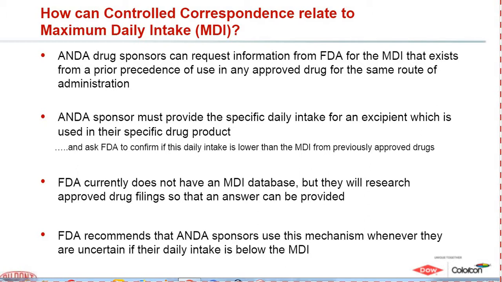It's important that you don't go in with an open-ended question. You can't just go in there and say, well, we want to know what the MDI is for this excipient, because FDA is not able to answer that question and will not answer that type of a controlled correspondence. You have to go in and say, this is what our level of use is proposed to be, and is there a level which is higher than that for this specific route? So FDA recommends that ANDA sponsors use this mechanism whenever you're uncertain of the daily intake that you have and whether it's below a previously approved MDI.